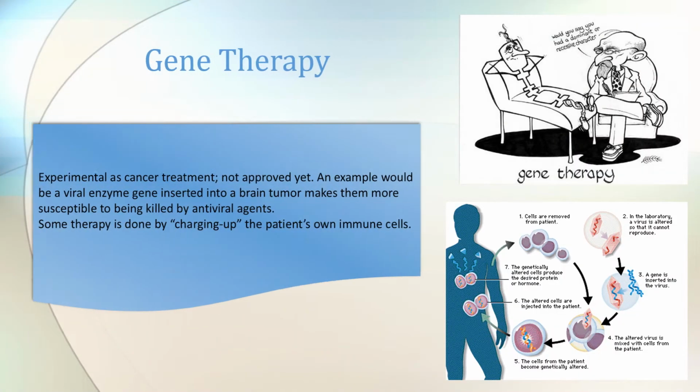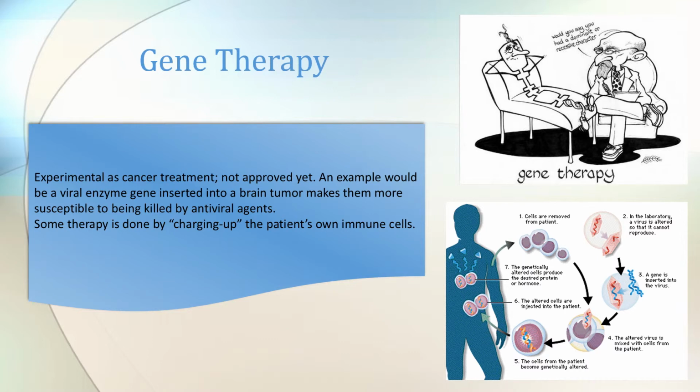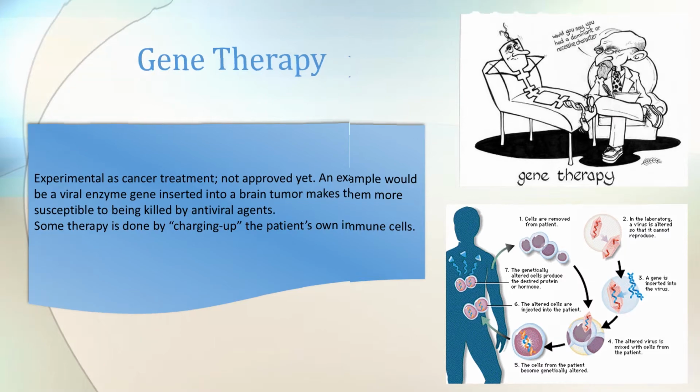Gene therapy is experimental as cancer treatment. It's not approved yet. An example would be a viral enzyme gene inserted into a brain tumor makes them more susceptible to being killed by antiviral agents. Some therapy is done by charging up the patient's own immune systems.